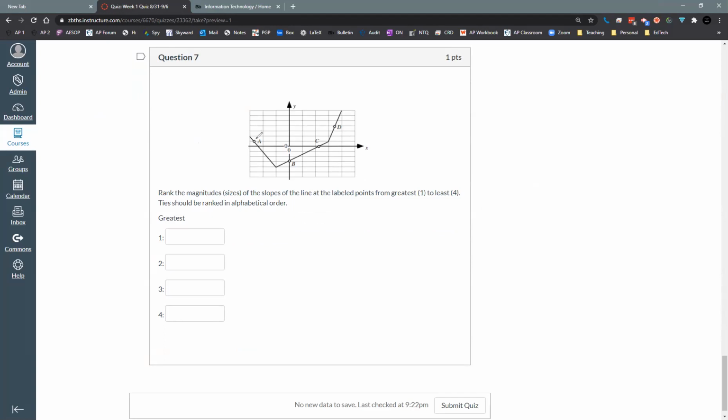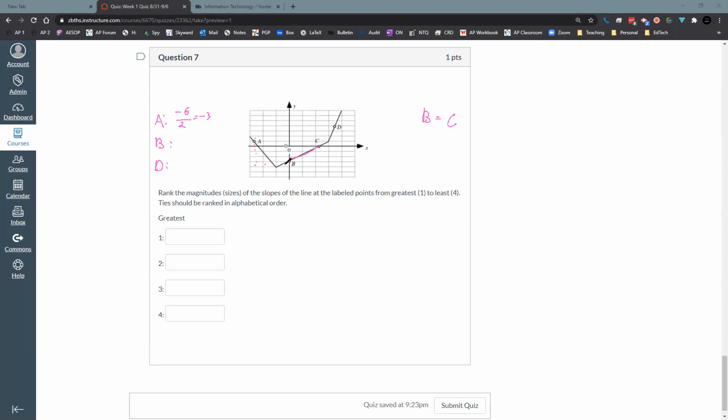So let's see, A goes down 1, 2, 3, 4, 5, 6, and it goes over 1, 2. So A is -6 over 2, which is -3. Now we're not going to care about that negative, but we'll deal with that in a second. Notice I'm skipping C, and the reason is just like in question 5, how they were all on the same line, B and C are on the same line as well. So B must equal C because they're on the same line, and linear lines must have a constant slope. So B and C have to have the same slope.